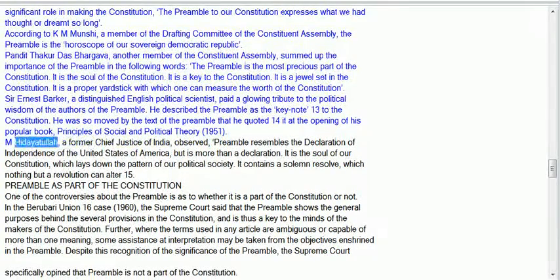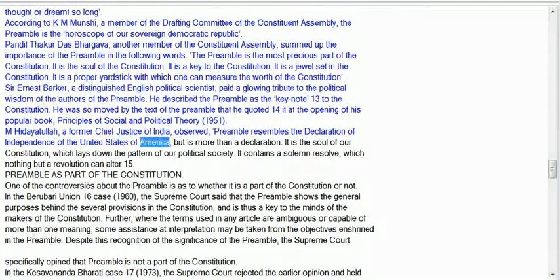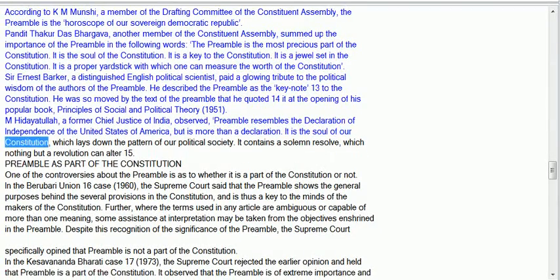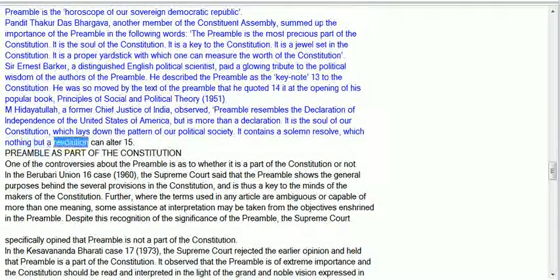M. Hidayatullah, a former Chief Justice of India, observed, "Preamble resembles the Declaration of Independence of the United States of America, but is more than a declaration. It is the soul of our Constitution, which lays down the pattern of our political society. It contains a solemn resolve, which nothing but a revolution can alter."